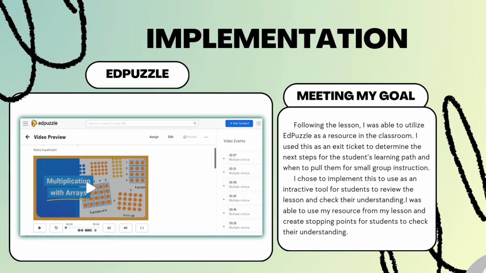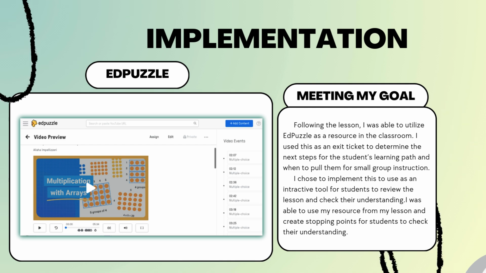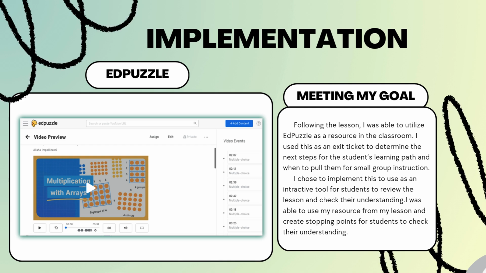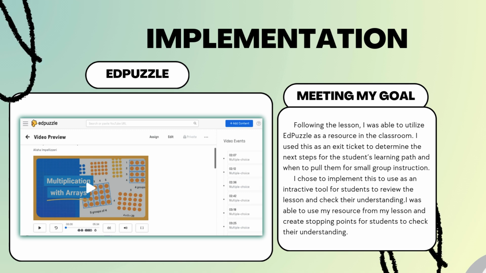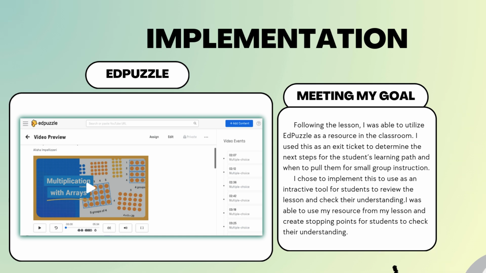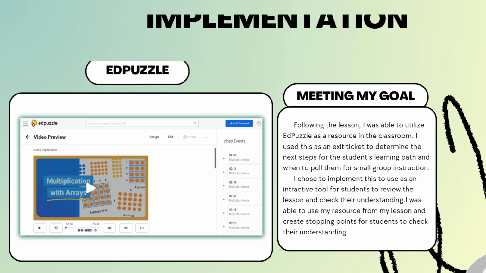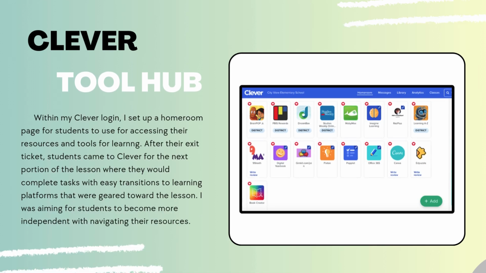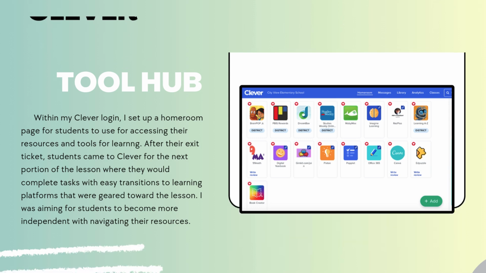Following a whole group lesson, students were instructed to use Edpuzzle to review, and they would go through and watch the video, and within the video, they would stop at points and answer interactive questions to check their understanding. When they were finished with that, I could then have them go in a certain path of their learning where they would use Clever to find their resources stored of the next activities they would go through. In Clever, I was able to give them only what they needed at that time and not have them overload with resources as you saw on my Clever page.